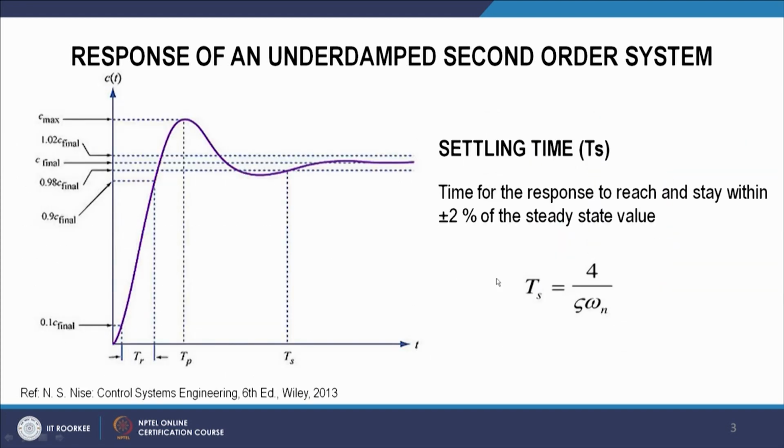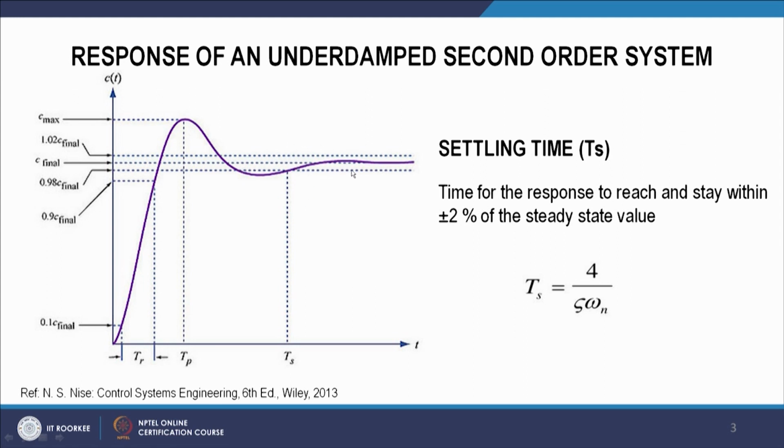Now we come to another parameter, settling time. So I define the settling time as the time for the response to reach and stay within plus minus 2% of the steady state value. So here we can see the Ts. Here it is reaching the value 0.98 of the final value, and it stays between 0.98 to 1.02 of the final value, that is 1. So here 0.98 to 1.02.